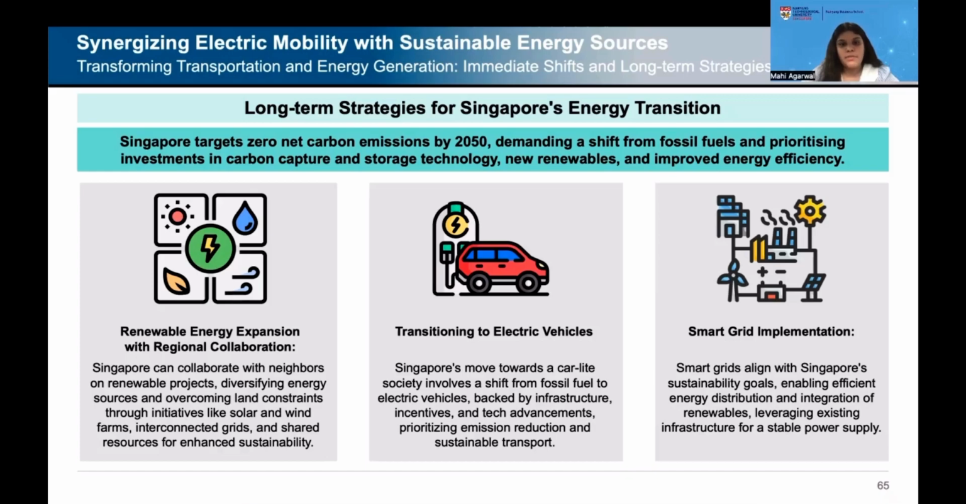Another vital facet of Singapore's long-term plan involves transitioning its transportation sector towards electric vehicles. Charging networks specifically spread across the city-state, advancements in EV technology, and significant subsidies and incentives are pivotal to driving this transition. Furthermore, smart grid implementation aligns with Singapore's vision for energy efficiency and sustainability. These grids optimize energy distribution by integrating renewable resources and ensuring a stable power supply.